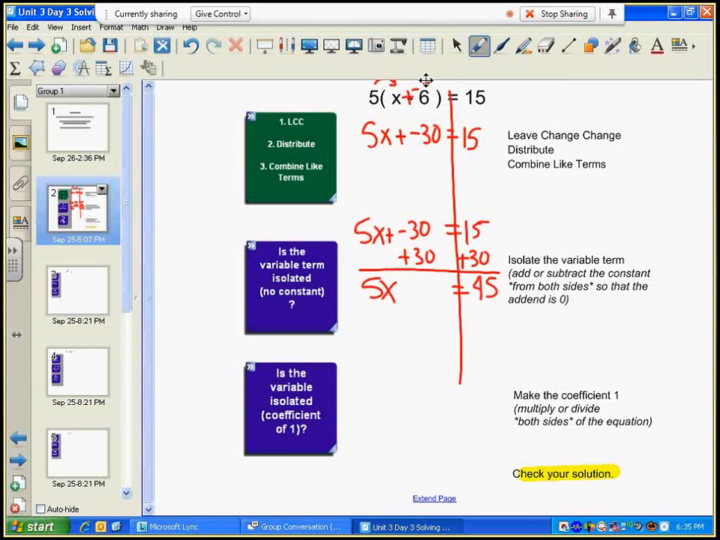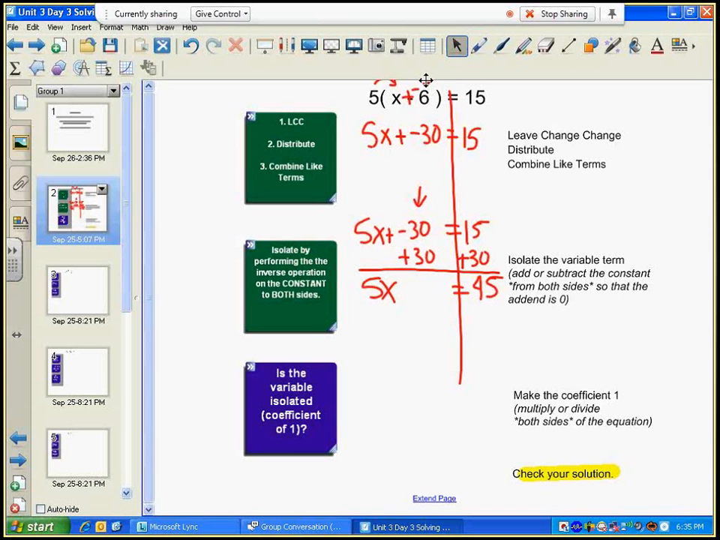Now, my next question is, let's check and see, is the variable term isolated? If it's not isolated, if there's a constant there, we're going to have to perform the inverse operation on that constant. This is the constant. And we're going to perform it to both sides. So the inverse operation of negative 30 or subtracting 30 is adding 30. Or just add the opposite.